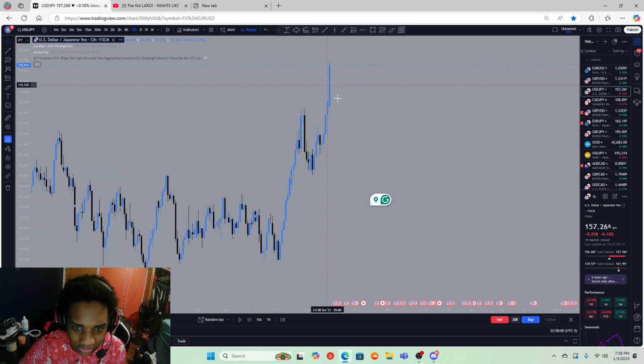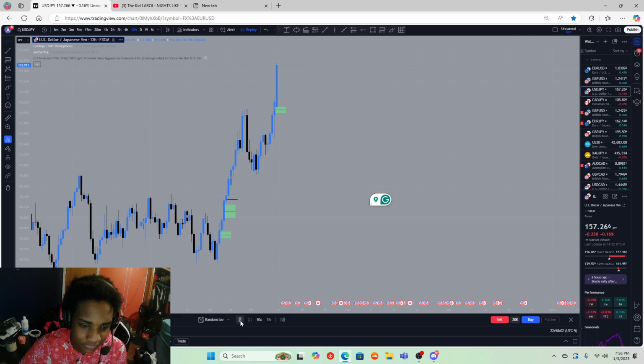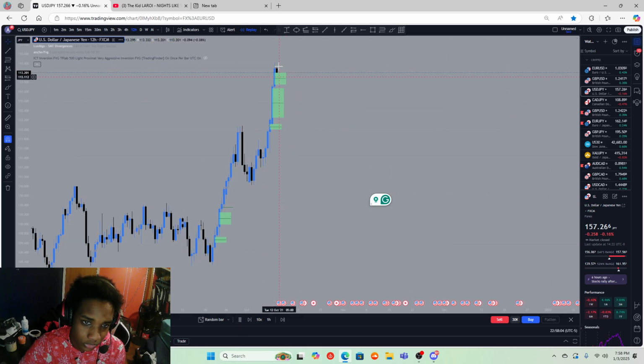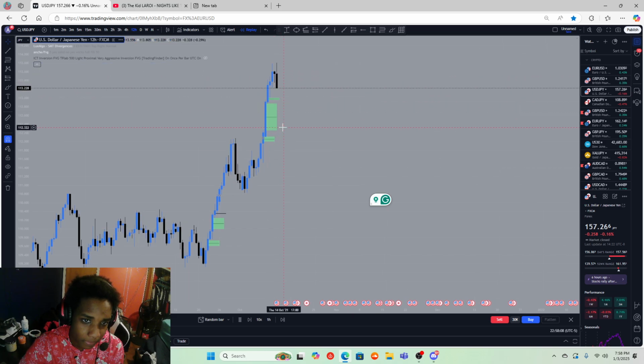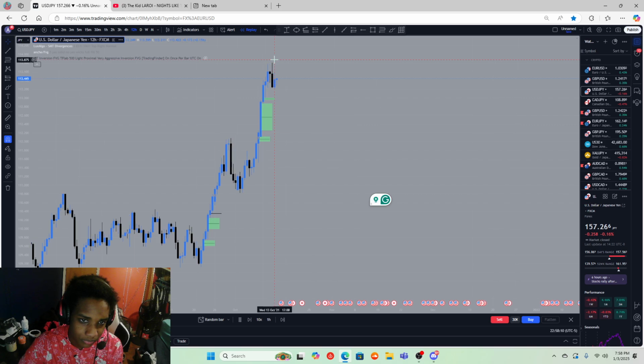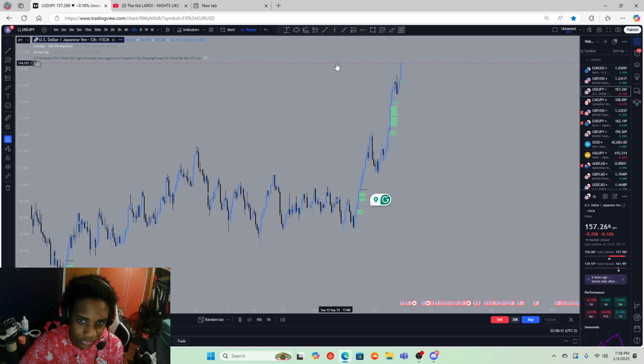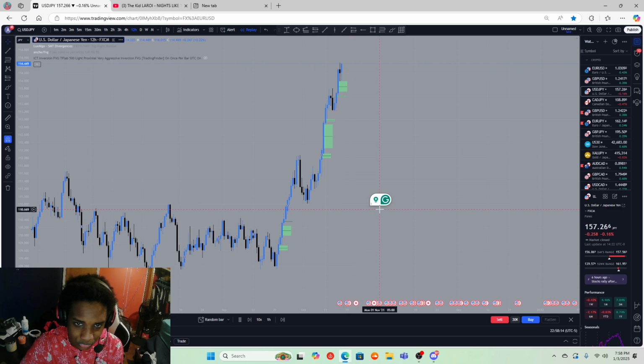Same here with the 12 hour. I bet this retraces back to this 12 hour, or maybe it just keeps going up. See, this one filled. It's just liquidity sweep. Got a liquidity sweep here. Oh, okay, doesn't matter. Liquidity sweep.